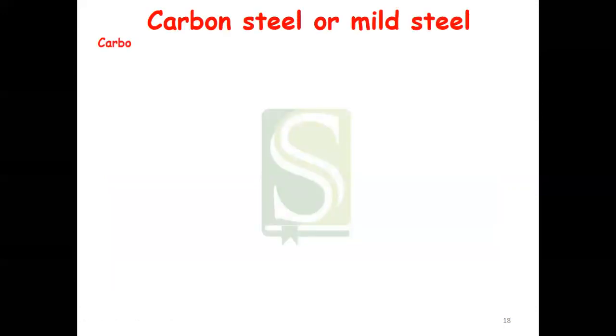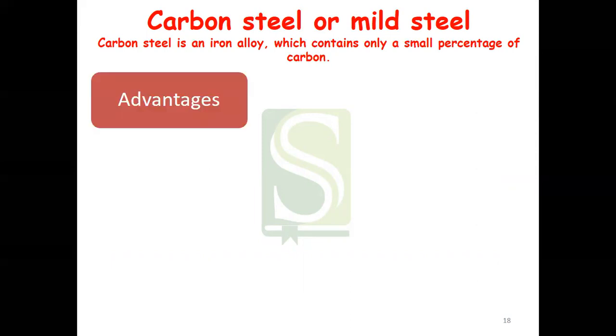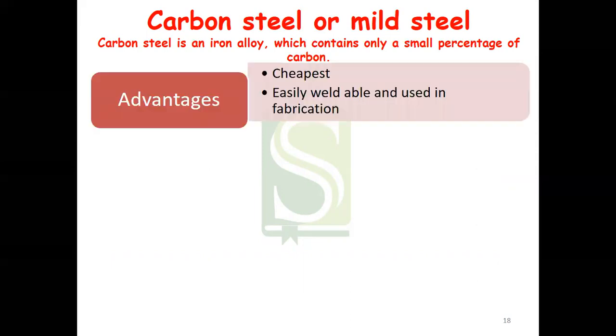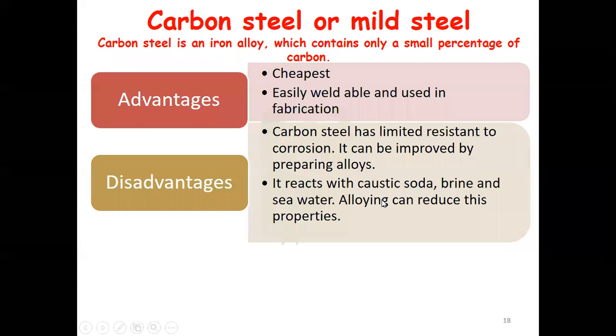Now let us see the next type, that is carbon steel or mild steel. Carbon steel is an iron alloy which contains only a small percentage of carbon. The advantage of carbon steel is it is cheapest and it can be easily welded, and it is used in fabrication work. Disadvantage is it has limited resistance to corrosion. It can be improved by preparing alloys with different metals.